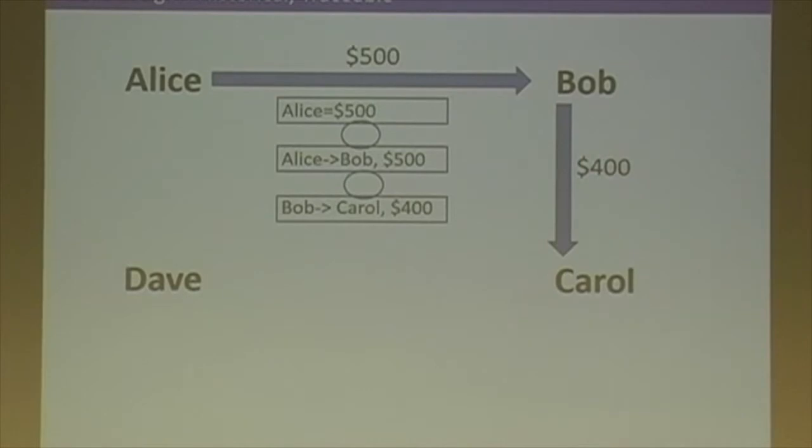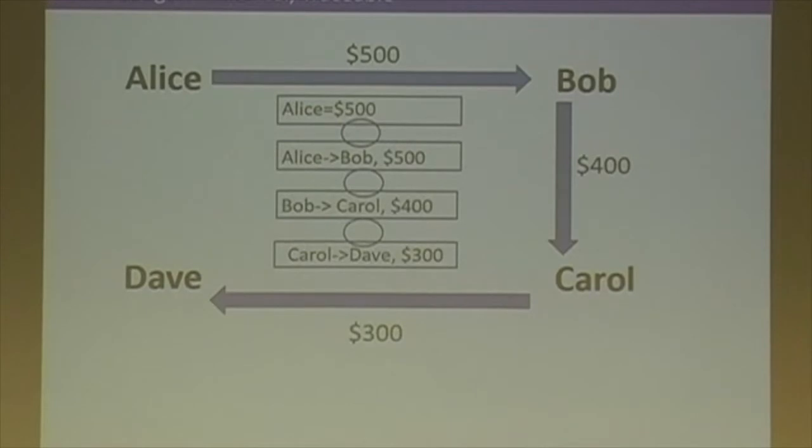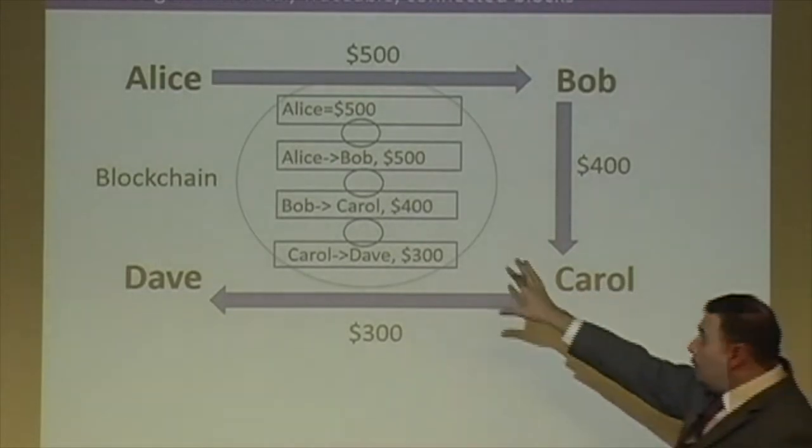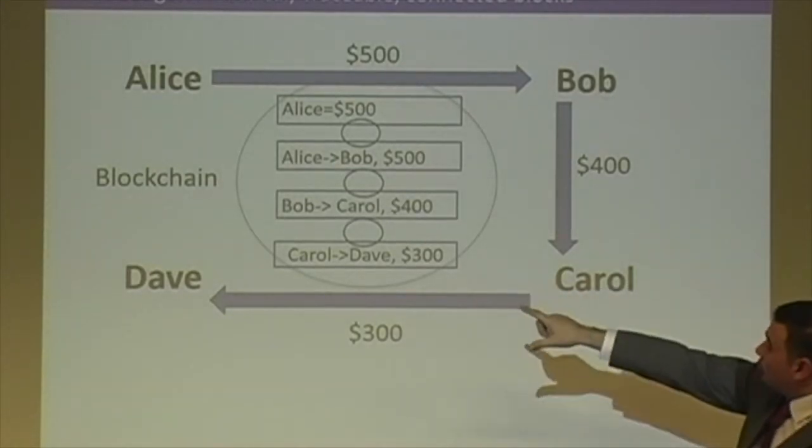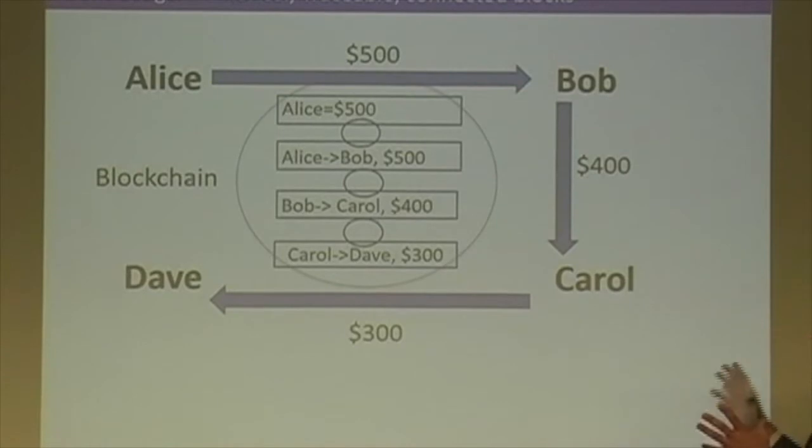Then Bob sent $400 to Carol. Bob can't send the $400 to Carol because he already got $500 from Alice. And then Carol is spending and giving $300 to Dave. Now, I can trace all of that information back. I can look at that document and say, oops, this is my blockchain, and they are traceable together.